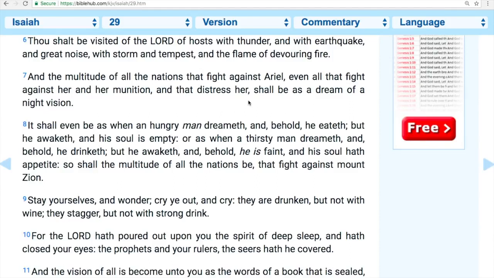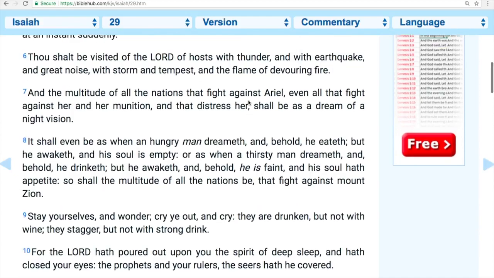He's talking about the Lord of hosts, or the demiurge, talking to Isaiah here, who's writing this in a vision. And behold, he drinketh, but he awaketh, and behold, he is faint, and his soul hath appetite. So shall the multitude of all the nations be that fight against Mount Zion. So this is the understanding.